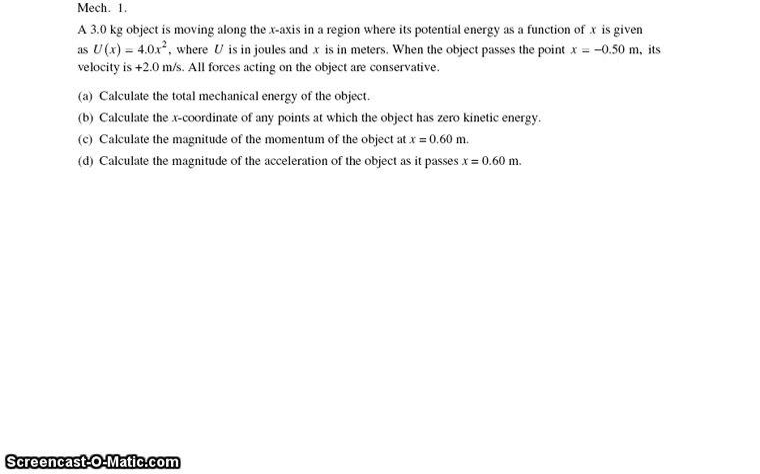Okay, so calculate the total mechanical energy of the object. The idea here is that total mechanical energy is the result of potential energy plus kinetic energy. So it's easy to figure out the potential energy. You can do that from the function. It's the kinetic energy that can be an issue. The key here, though, is that it tells us that at x equals -0.5, the velocity is 2 meters per second. So we can easily figure out the kinetic energy there.